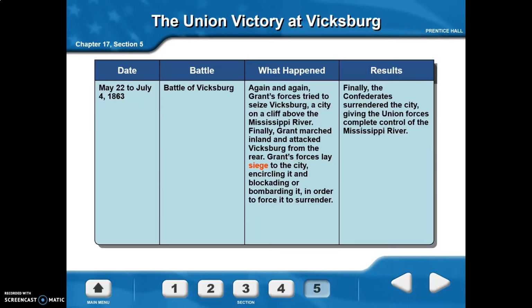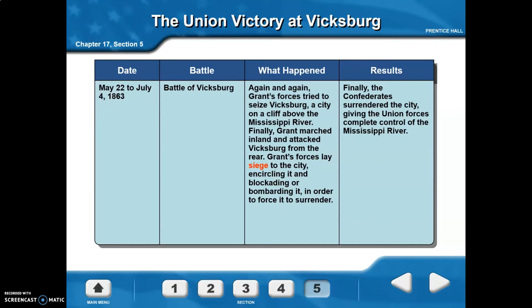Alright, so remember I said previously how Grant was trying this one last area to gain full control of the Mississippi River. Well, this is the area and the victory that Grant is going to get. And it's called the Battle of Vicksburg. It starts on May 22nd to July 4th, 1863. And I'm going to explain why this battle went on for so long.